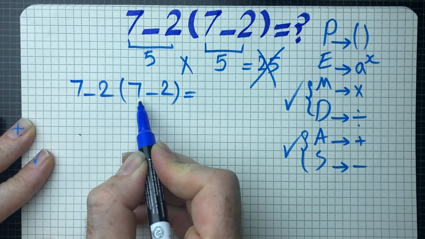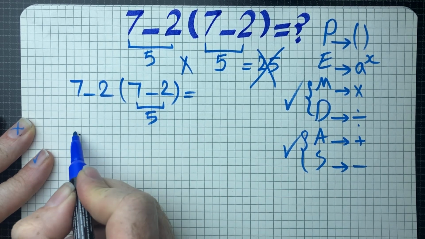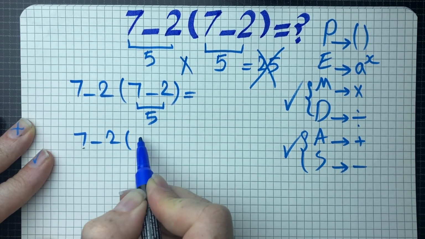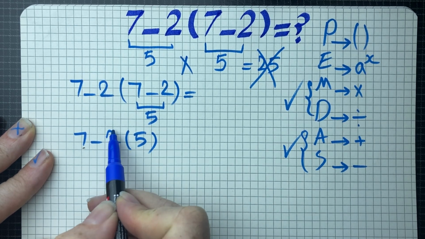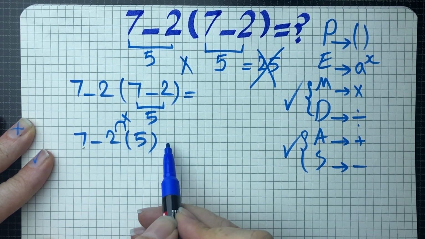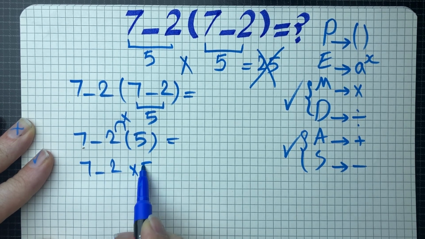Operation inside the parentheses. 7 minus 2 gives us 5. So it can be written in the form of 7 minus 2 times 5. Remember, number next to parentheses means multiplication. So it is same as 7 minus 2 times 5.